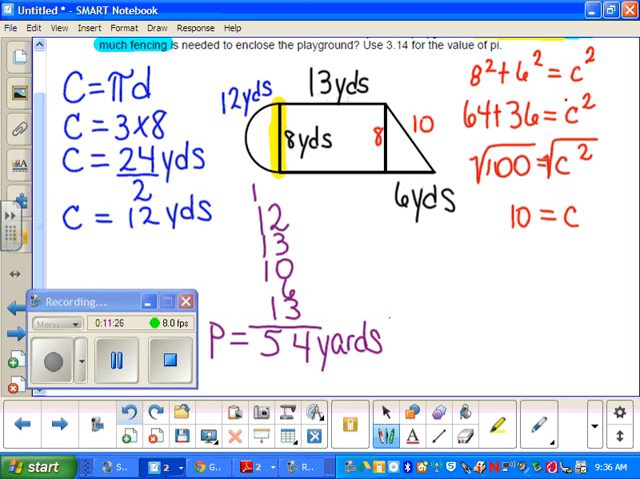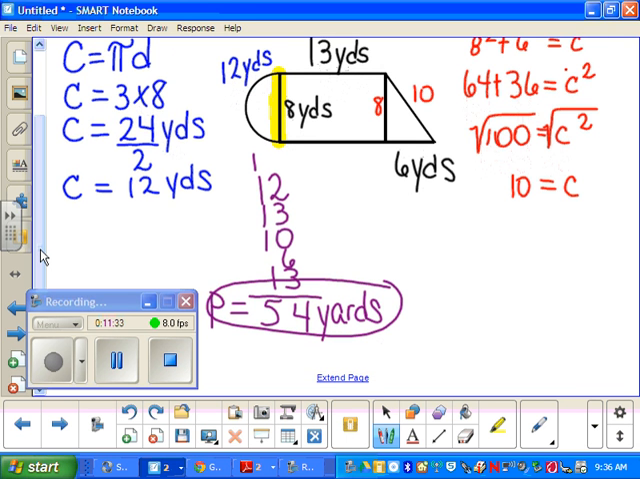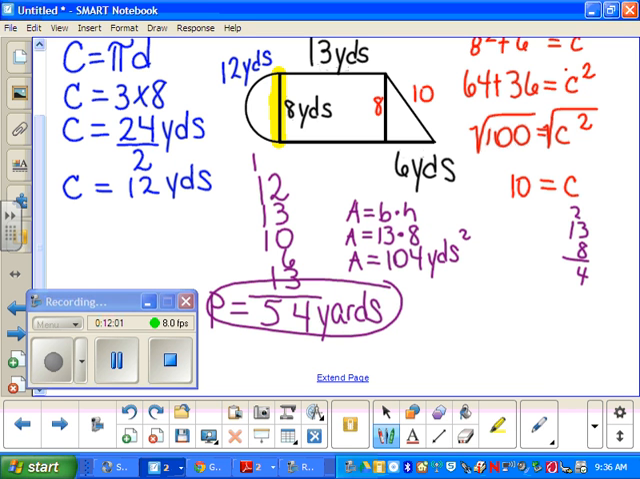Now we need to find the area. So now I have 3 shapes, so I'm going to have to use 3 area formulas. So let's do the one we know. Area of a rectangle is base times height. And so my base of my rectangle, which is right in the center of that shape, is 13, and my height would be 8. So 13 times 8 would be my area, which is 104. So that's 104 yards squared just for my rectangle.